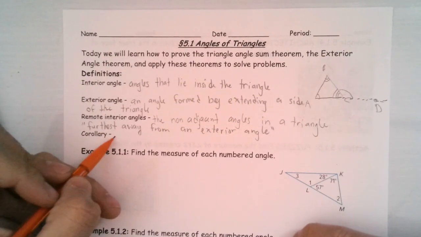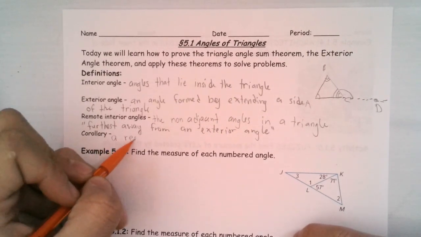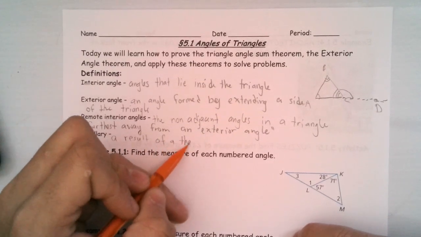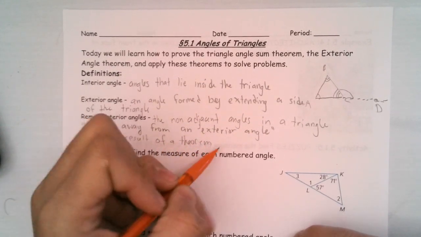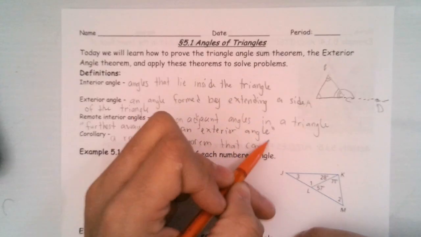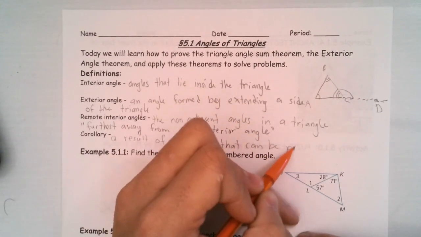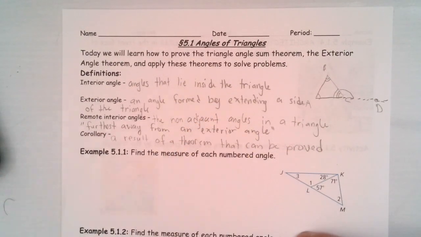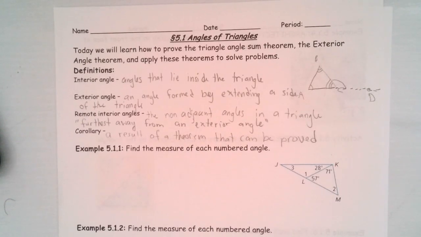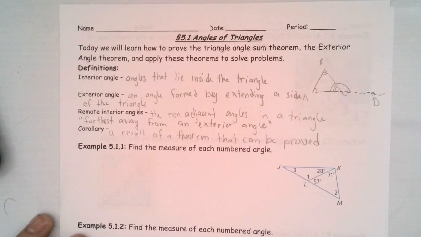A corollary is a result of a theorem that can be proved. We also are going to tackle some new theorems today. I'm going to explain them as we use them so that you can see how to apply them.